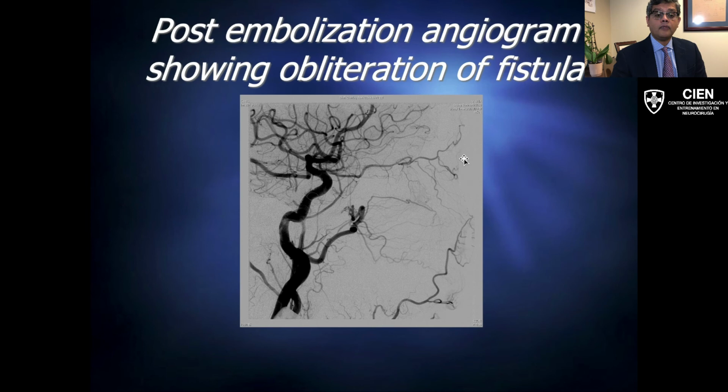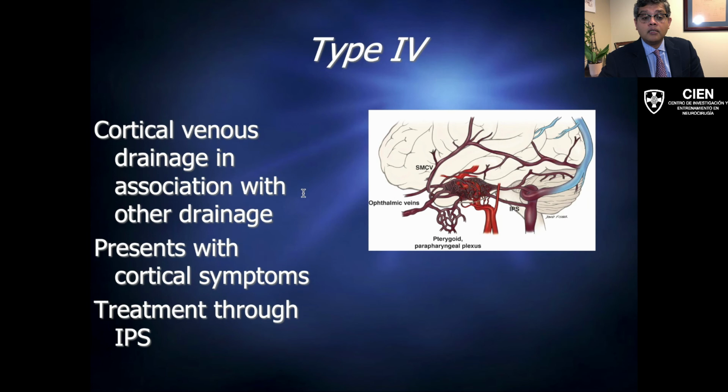Type 4 is cortical venous drainage in association with other venous drainage. So you can see there is retrograde cortical venous drainage, and you could also have other sources of drainage. Now, this patient, you could actually treat to the inferior petrosal sinus. And the patients can present with multiple symptoms, especially with cortical symptoms of either hemorrhage or cortical dysfunction.